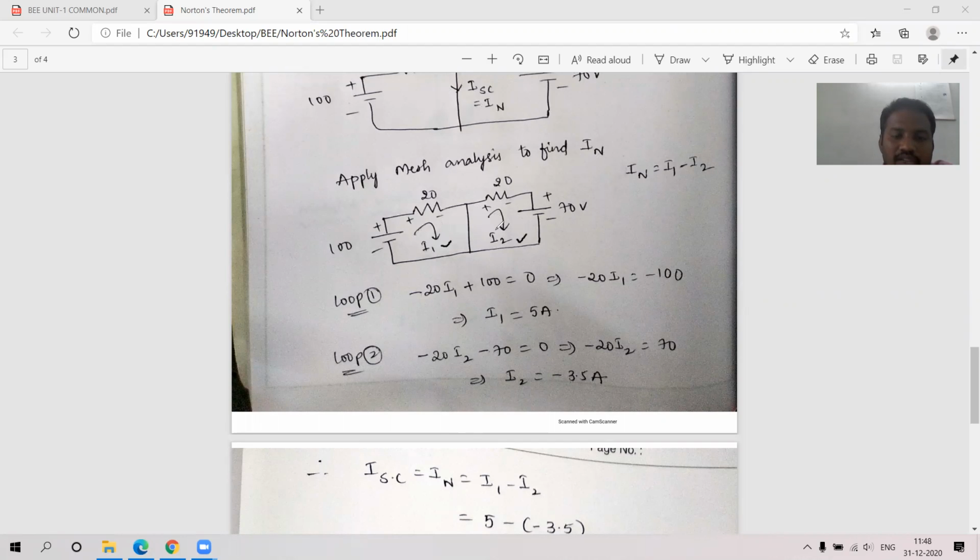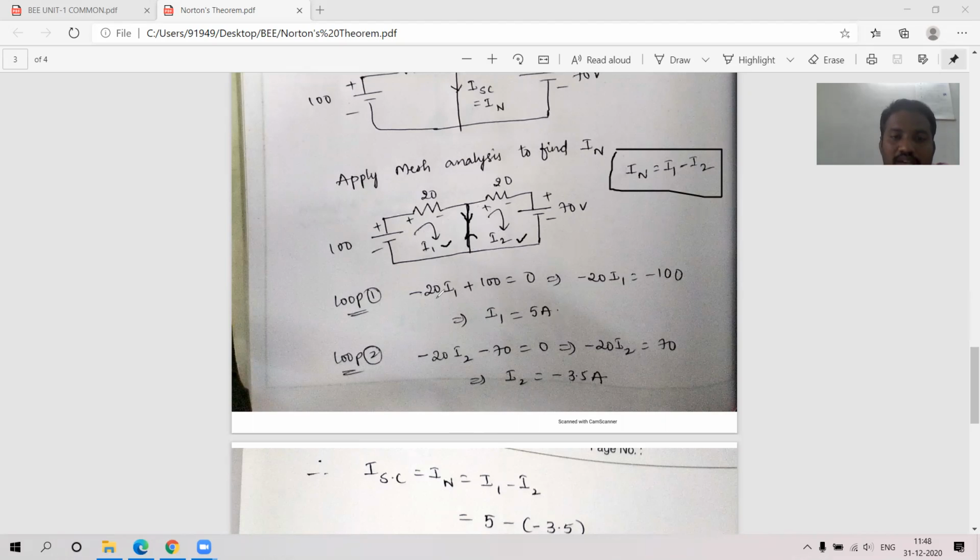I have assumed both currents in the clockwise direction, so through this short circuit branch, two currents are entering. I1 is entering in this direction, whereas I2 is entering in the opposite direction. So what will be the short circuit current? It is a difference only, no? That is, Norton's current or short circuit current is I1 minus I2. Before that, we will find the I1 value by applying loop analysis.